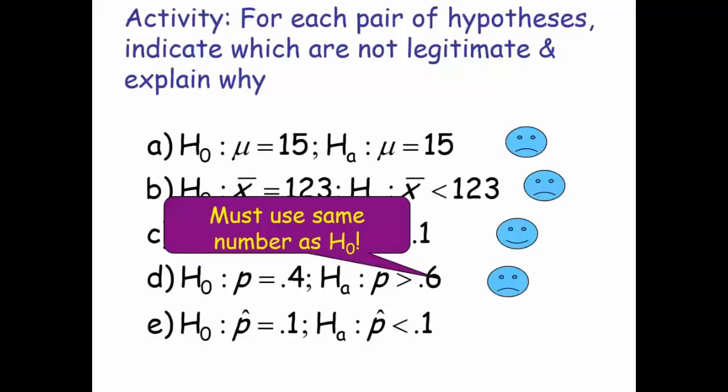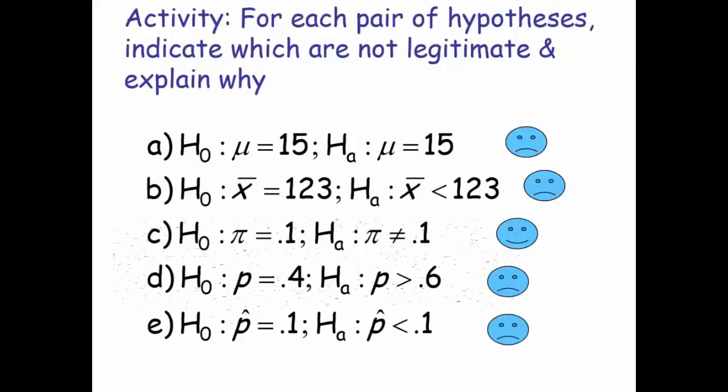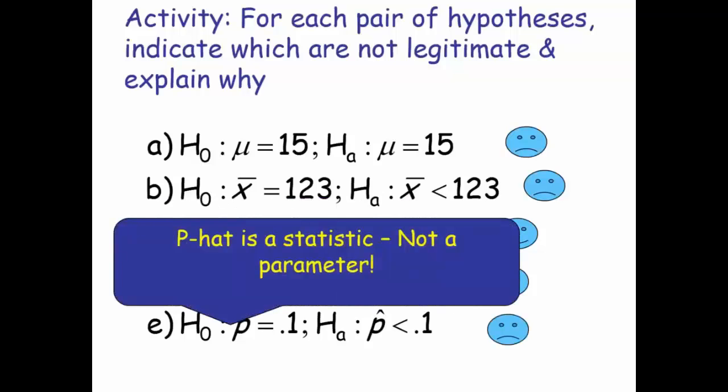And then the last statement is p hat is equal to 0.1 and p hat is less than 0.1. And that problem is the variable again. The variable needs to be some sort of parameter and not a statistic, and p hat represents a sample proportion.